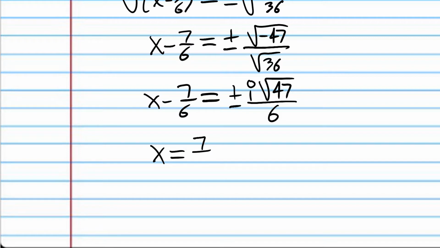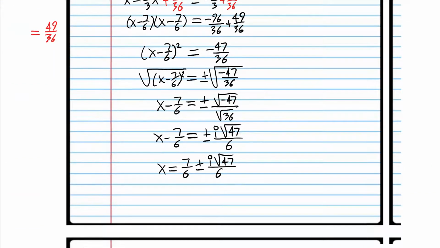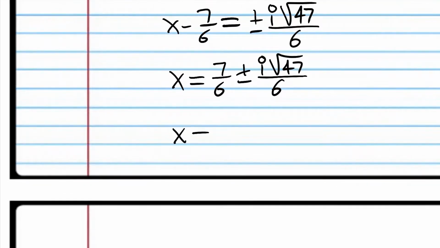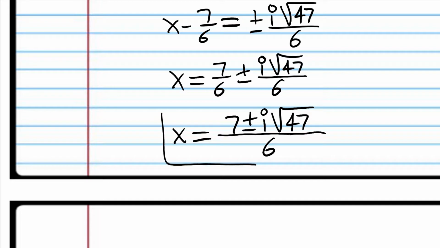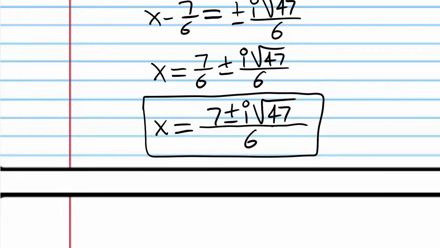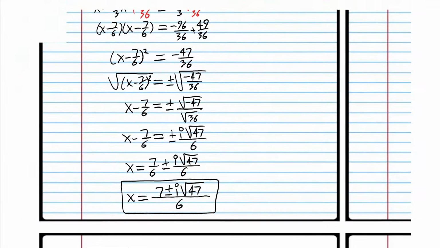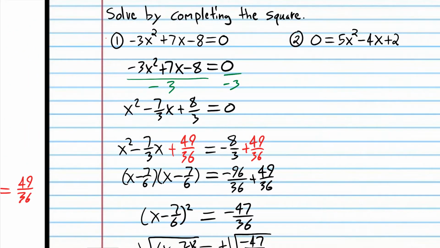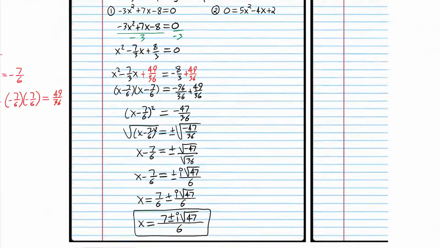So now we have 7/6 plus or minus i root 47 over 6, and we have a common denominator, so we can go ahead and add those together, and the final answer is going to be 7 plus or minus i root 47 over 6. So again, the difference with that problem is that we have two complex solutions, and also we had to deal with a fraction here to complete the square.